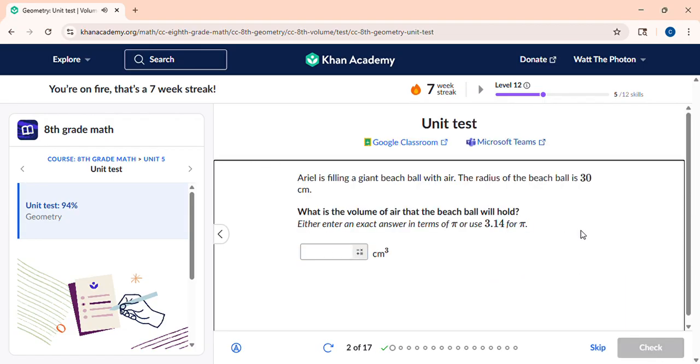Arrow is spinning a big beach ball with water. The radius of the beach ball is 30 centimeters. What's the volume of the ball? Volume of air that the beach ball will hold. So we're going to have 4/3 pi r cubed. And we have 30 to the power of 3 times 4 divided by 3. You get 36,000 pi.